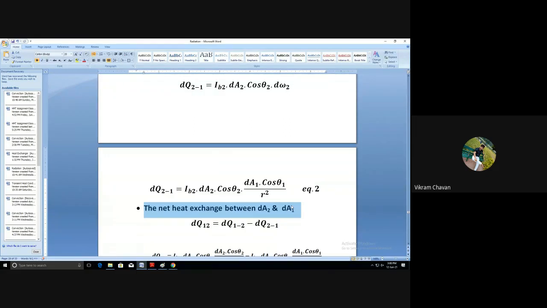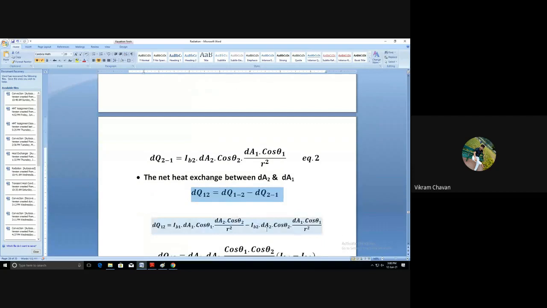So the net exchange of heat between these two bodies will be how much? That will be determined by taking the subtraction of energy emitted by one body and absorbed by another body. So dq12 will be considered as the net exchange of heat between two radiating bodies, and which will be equal to dq1 to 2 minus dq2 to 1.